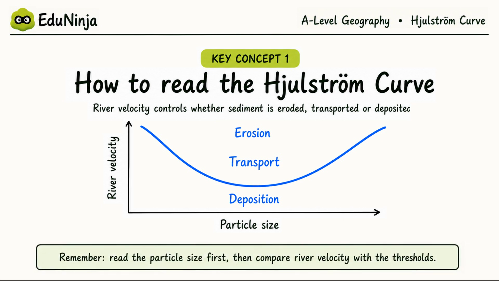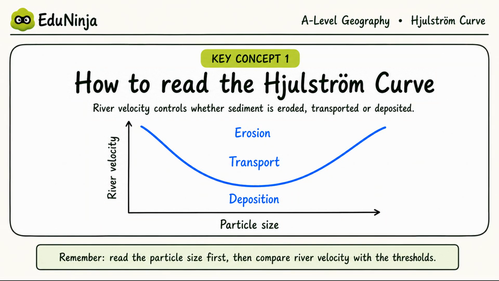Above the curve is erosion. In the middle is transport. Below the curve is deposition. Remember, read the particle size first, then compare river velocity with the thresholds.